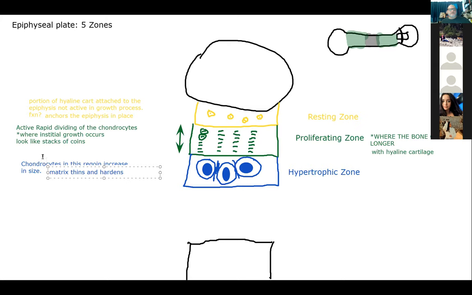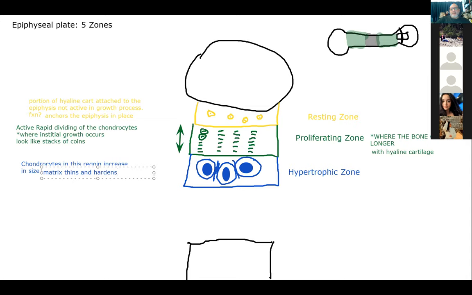Why does the matrix harden? As it thins, there's less space for water in it, so it starts to dry out a little bit, right? It's like if you took a sponge and squeezed the water out of it. And if there's less water, then there's less exchange of nutrients, oxygen, and carbon dioxide. All of that exchange of material happens through the interstitial fluid of a tissue. So if you squeeze water out of that area, it makes it harder for the cells to get oxygen and nutrients.